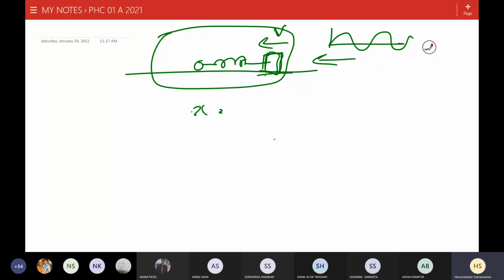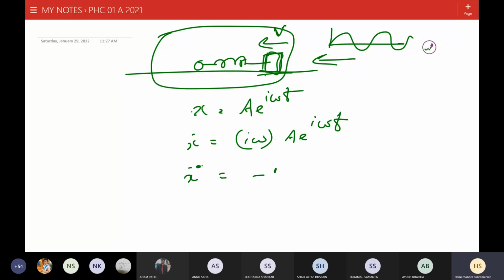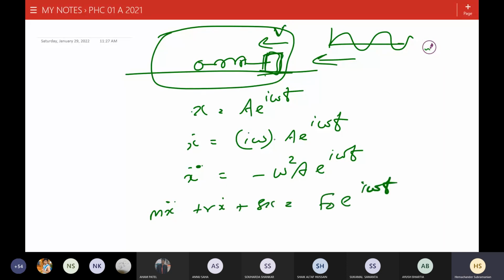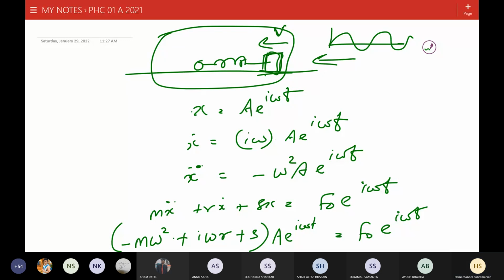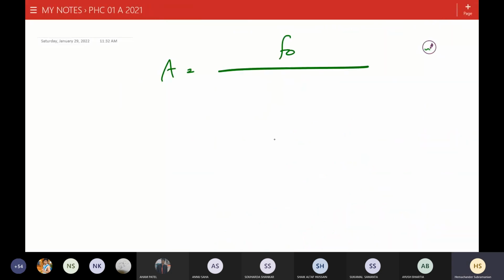So x is A e^(iωt), and x dot is iω A e^(iωt). x double dot is minus ω² A e^(iωt). You have m x double dot plus r x dot plus s x equals F naught e^(iωt). Substituting all of this: (−mω² + iωr + s) A e^(iωt) equals F naught e^(iωt). Right? Yes, sir. So I can cancel the e^(iωt) and calculate A. A is F naught divided by (−mω² + iωr + s). Am I right? Yes, sir.